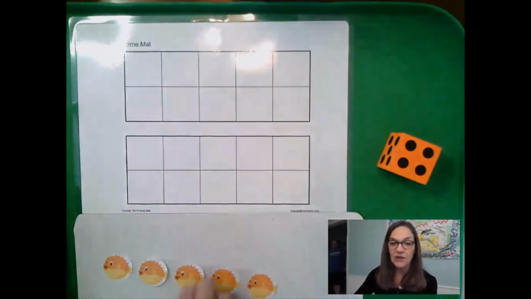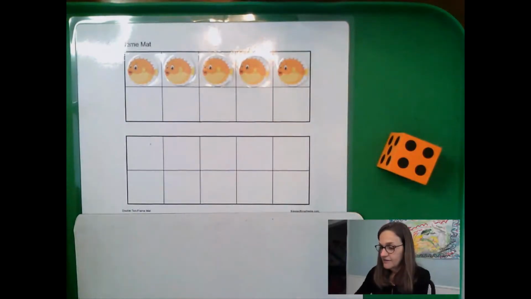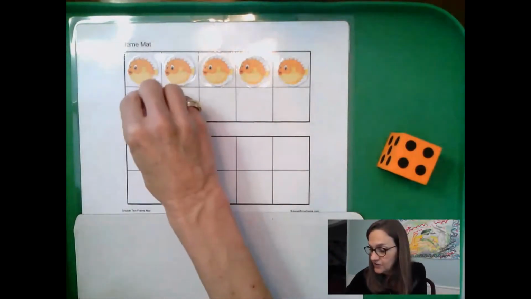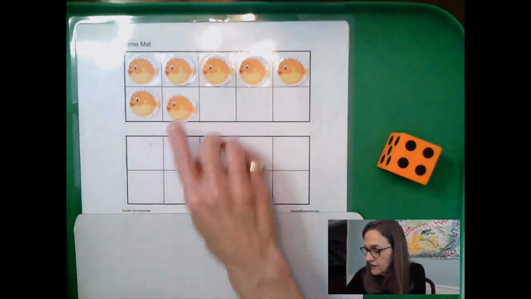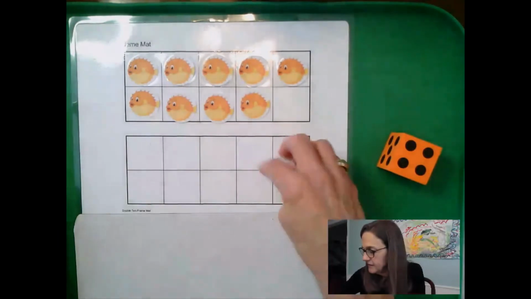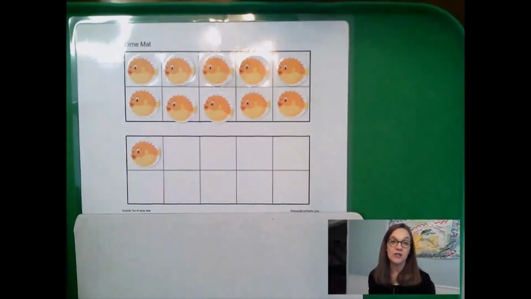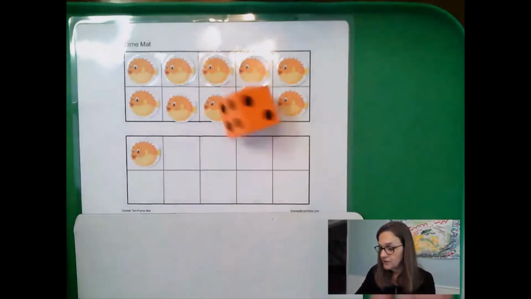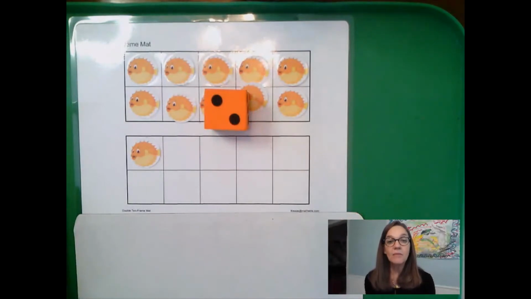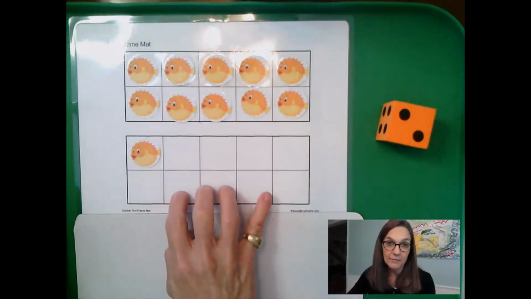Okay, so I'm going to fill my 10 frame with some little puffer fish here. That's 5, 6, 7, 8, 9, 10, 11. I've got 11 puffer fish there. And so I'm going to roll my dice, this big, soft foam dice. And I'm going to take away 2 of them. We will always want to take away from the bottom 10 frame first.